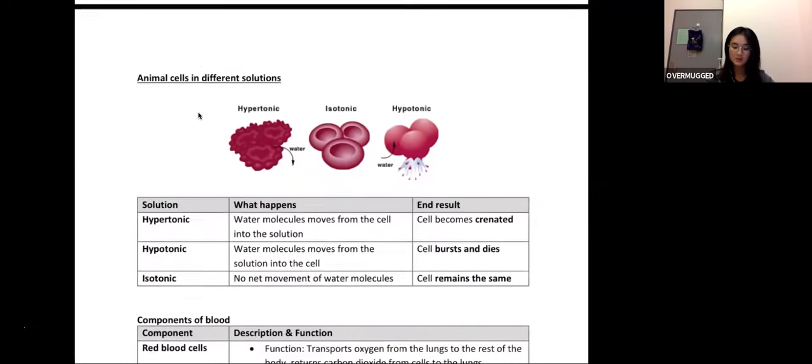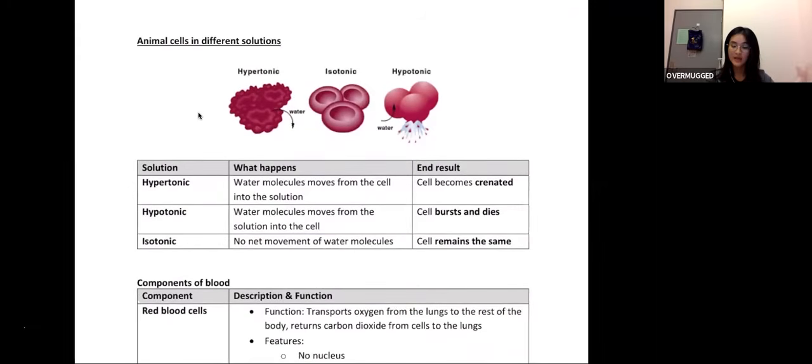So for animal cells, it's exactly the same thing. Hypertonic means low water potential. So water moves out of the animal cell. What's going to happen? It's going to look like a raisin. We say that the cell becomes crenated. The terms are important now. We don't say plasmolysed for animal cells. We say crenated.